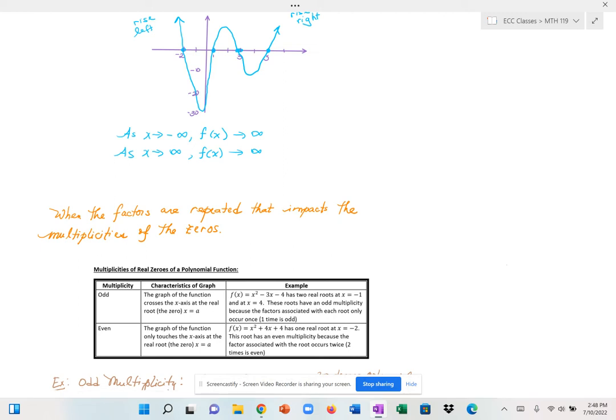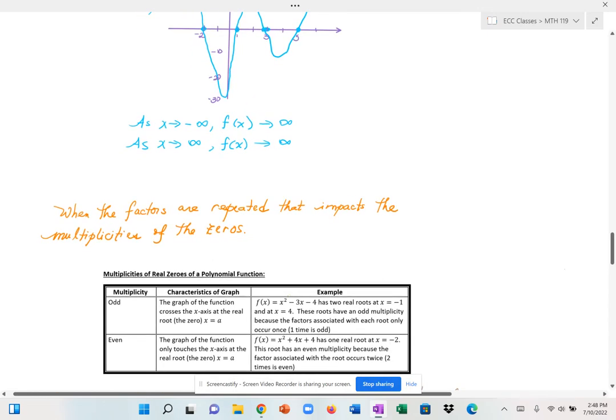So if your multiplicity is odd, meaning a factor only shows up an odd number of times, so 1 time, 3 times, 5 times, those are all odd numbers, then the root or the zero or the x-intercept associated with that root would cross the x-axis. It would go right through it. So this is my example.